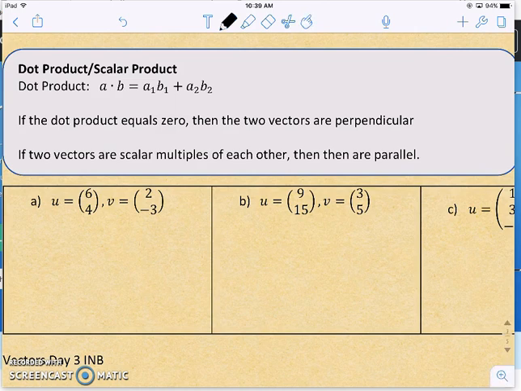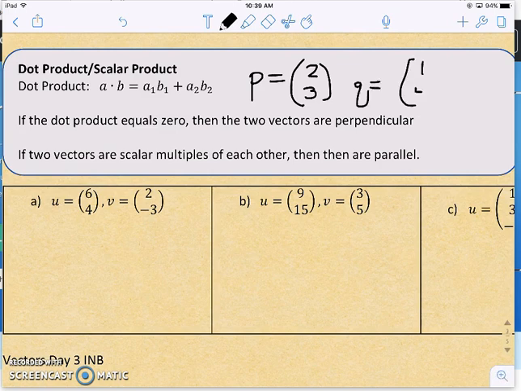First of all, let's write an example to make sure that we're okay with what the dot product is. Let P equal (2, 3) and let Q equal (1, 4). So P dot Q is 2 times 1, so you take the x components, plus 3 times 4. So 2 plus 12, and our dot product would be 14.